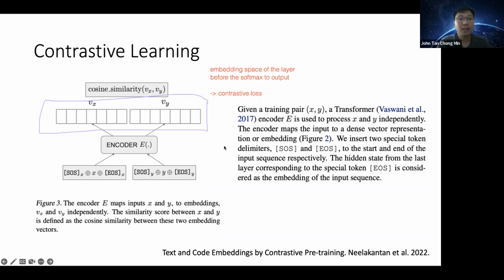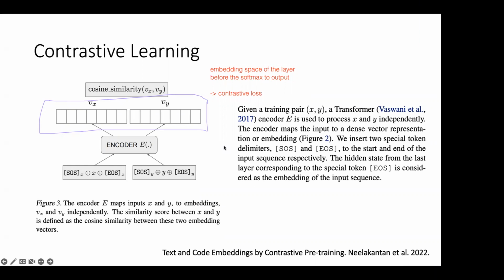Yeah, so that's exactly how they train it. They don't do the next token prediction. They just do contrastive loss to push away and pull together different or similar kind of embeddings. Is that clear?